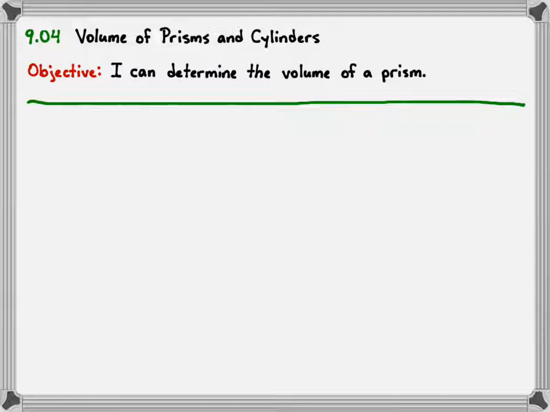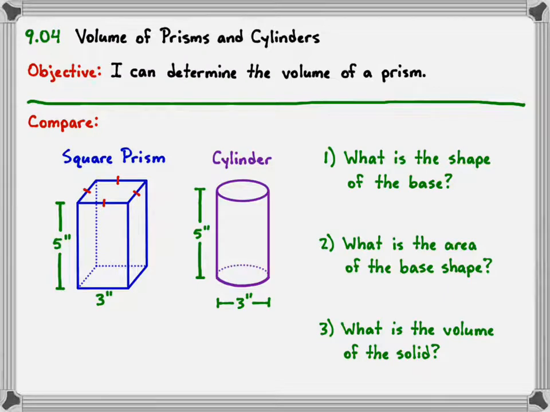So again, take notes on these just like you would in class. Our goal today is to be able to determine the volume of any prism or any cylinder. With that said, I've got a couple different prisms. I've got a prism here, a square prism, and a cylinder.